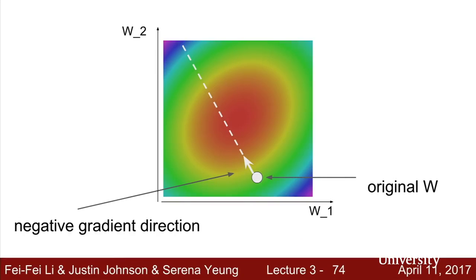Pictorially, here's a simple example in 2 dimensions. We've got this bowl showing our loss function, where this red region in the center is the region of low loss that we want to get to, and these blue and green regions towards the edge are higher loss that we want to avoid. We start off our W at some random point in the space, and then we compute the negative gradient direction, which will hopefully point us in the direction of the minima. If we repeat this over and over again, we'll hopefully eventually get to the minima.